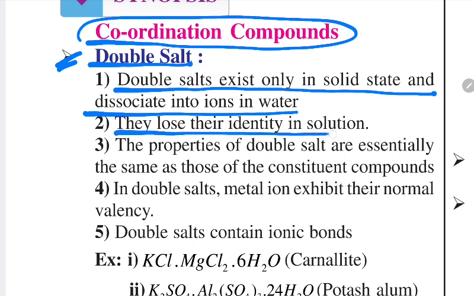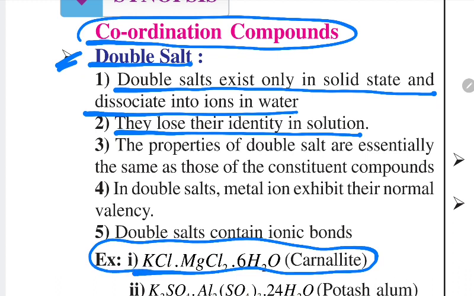They lose their identity in solution. So when you dissolve a double salt like carnallite, it dissolves into ions. It will give K+ ion, Cl- ion, Mg2+ ion, Cl- ion. So they lose their identity, students, and they are generally found in the solid state.